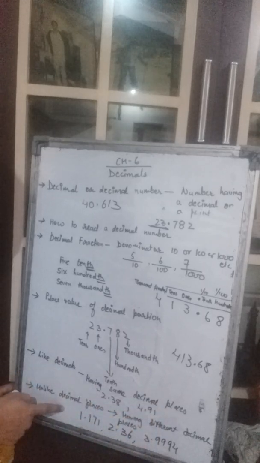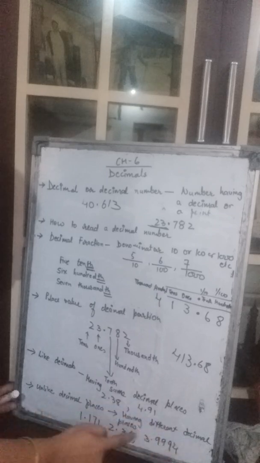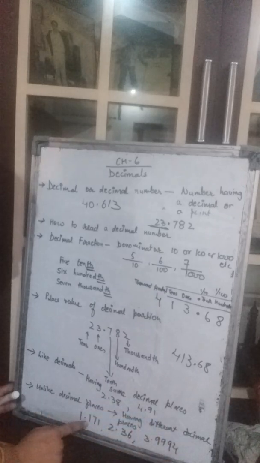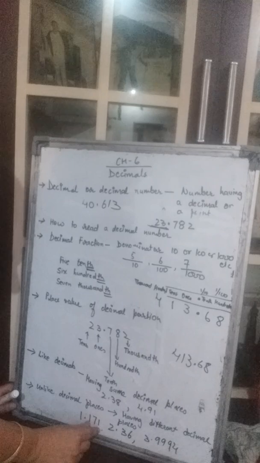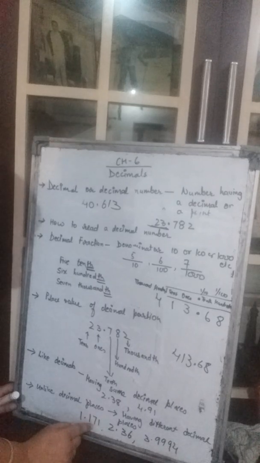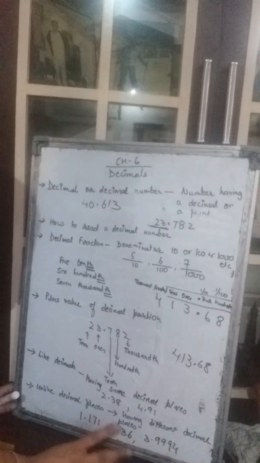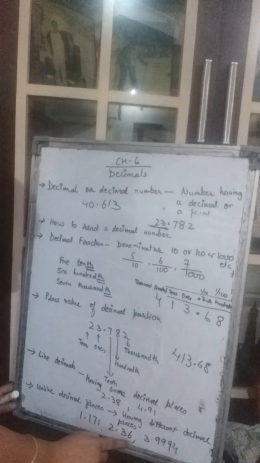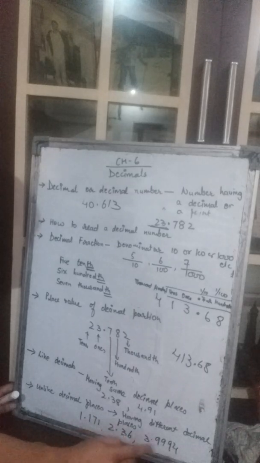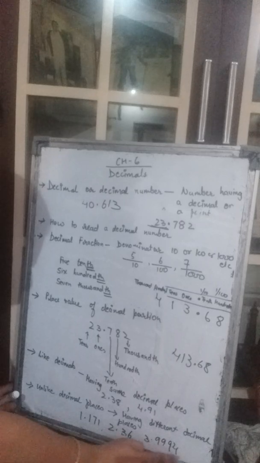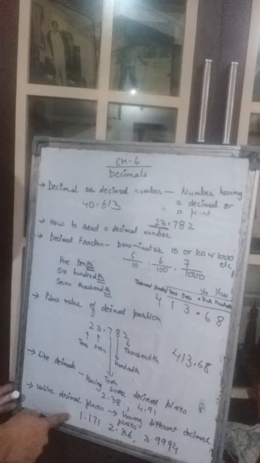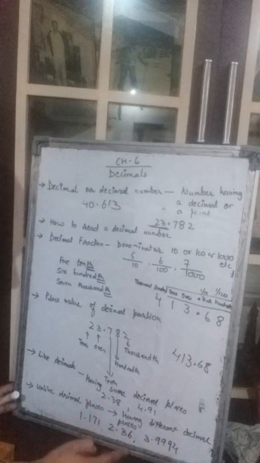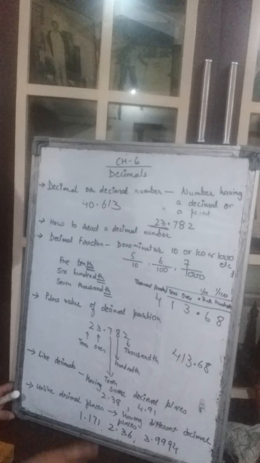And what are unlike decimals? Which are having different decimal places. For example, 1.171. How many decimal places are there? 3. After the decimal, in the decimal portion only we have to count. 3 decimal places are there. Here 2.36. How many decimal places are there? 2 only. And here 3.9994. How many decimal places are there? 4. So these are all unlike decimals because they are having different decimal places. Is that clear?